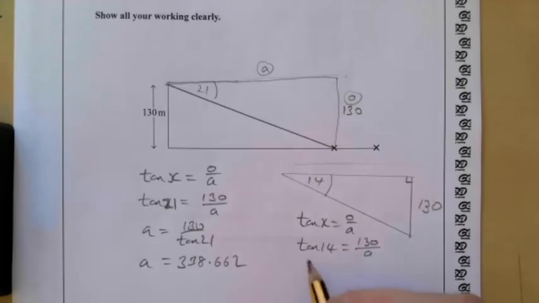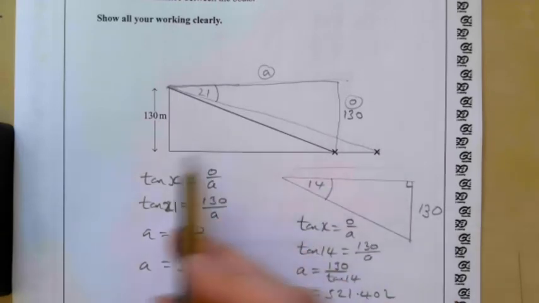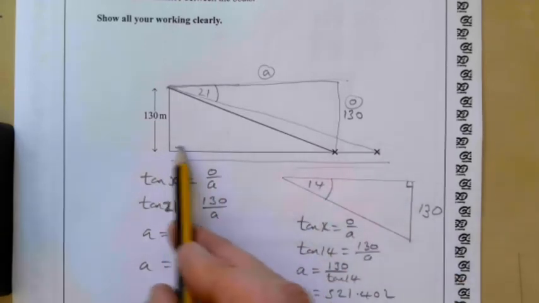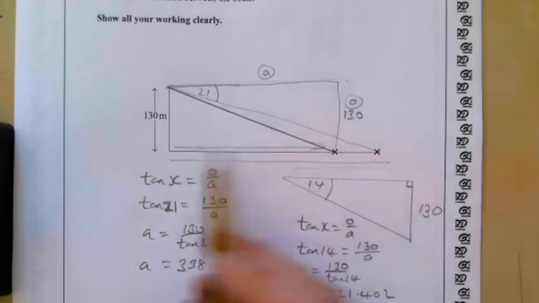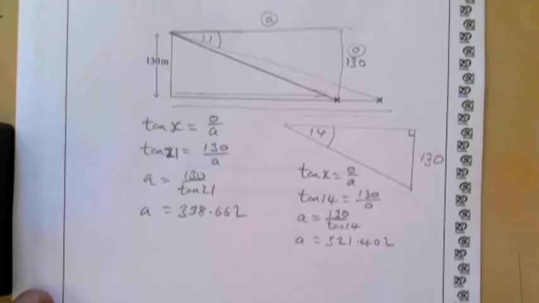Okay, so where were we? Our A for this one is going to be 130 over tan 14. In this case our A comes out, I think, to be 521.402. That is that distance there. No, it's not. It's that distance there, and we've worked out that this distance here is 338. So we subtract those two distances, and we would get 183.